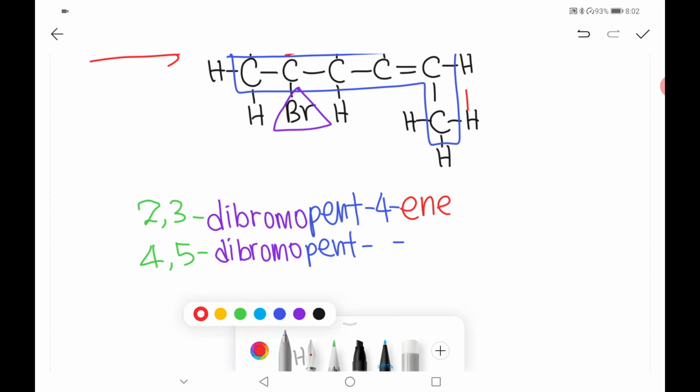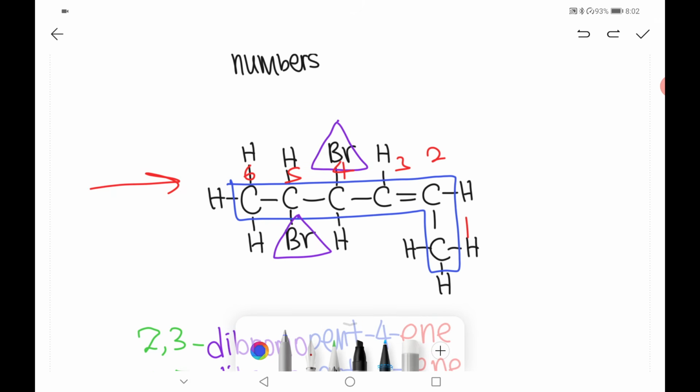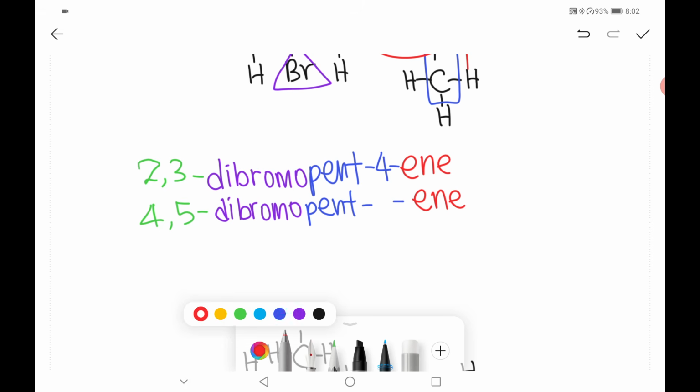Okay. So now we need to give the number to here. This is the number for the double bond, the location of the double bond. So where is the double bond? The double bond is between the second and the third carbon. So when the double bond is between the second and the third carbon, choose the smaller number, which is number 2. So choose the number 2 here.